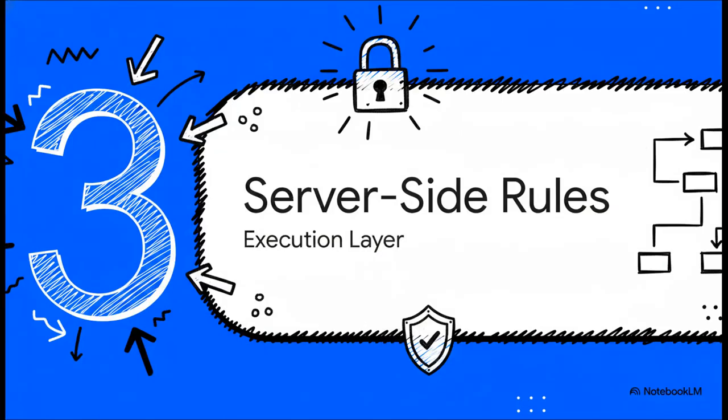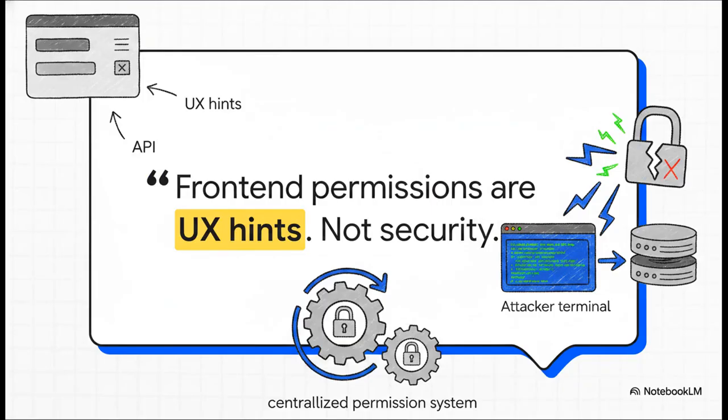Which brings us to Section 3, Server-Side Validation Rules. Now, the crucial point here is this absolutely non-negotiable rule. Front-end permissions are UX hints. They are not security. Hiding buttons or graying out menu items is purely for a smooth user experience. It does absolutely nothing to stop a direct API attack. An attacker can literally just open up their terminal, bypass your beautiful UI entirely, and hit your endpoints directly.